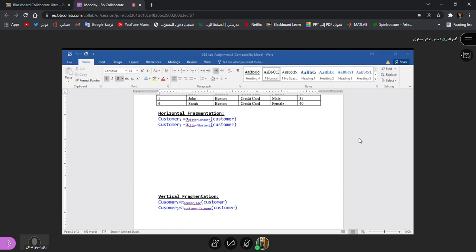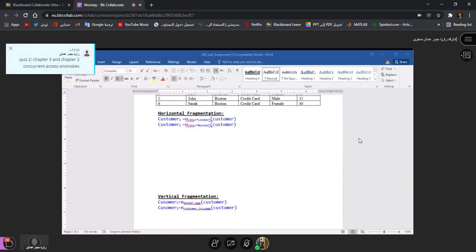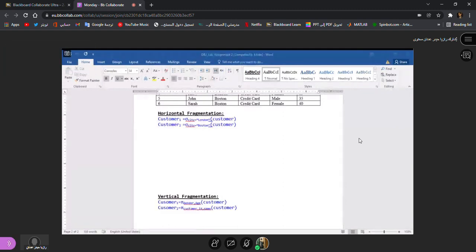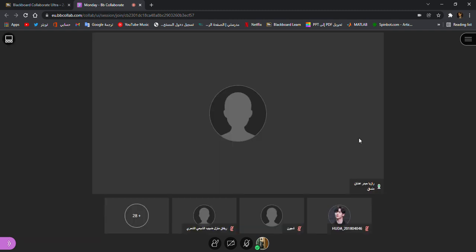For your quiz 2, on chapter 3 and chapter 2. This is your quiz 2. It is from chapter 3, but one question is from component access anomalies. Okay, so that's all from my side. If you have any questions, you can ask.